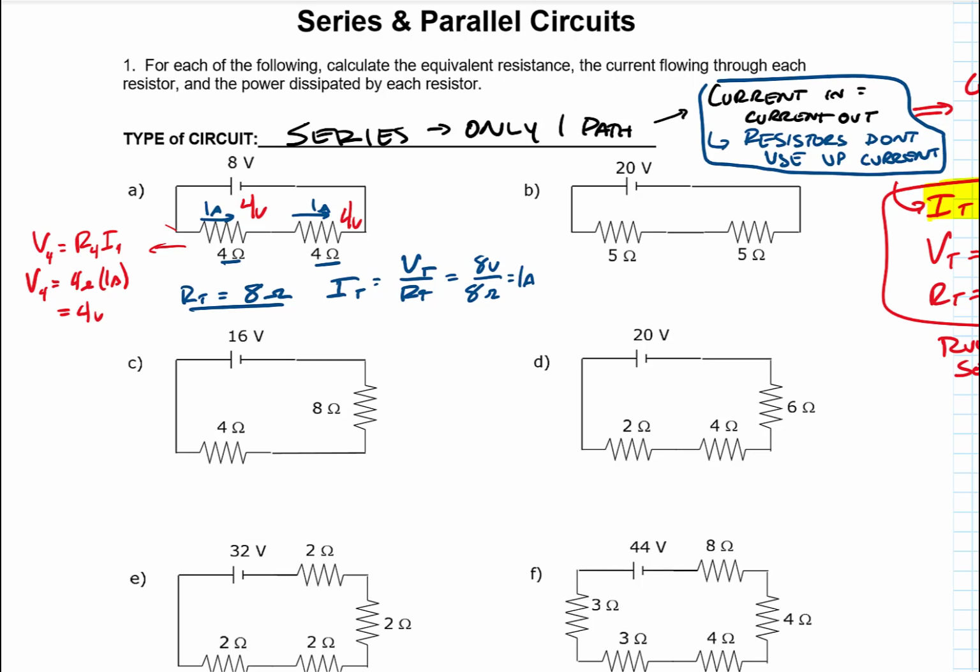And if I want the power for each one of those, power is IV, current times voltage. So we have 1 amp times 4 volts. So that power on each one is 4 watts. And 4 watts. That's that one.